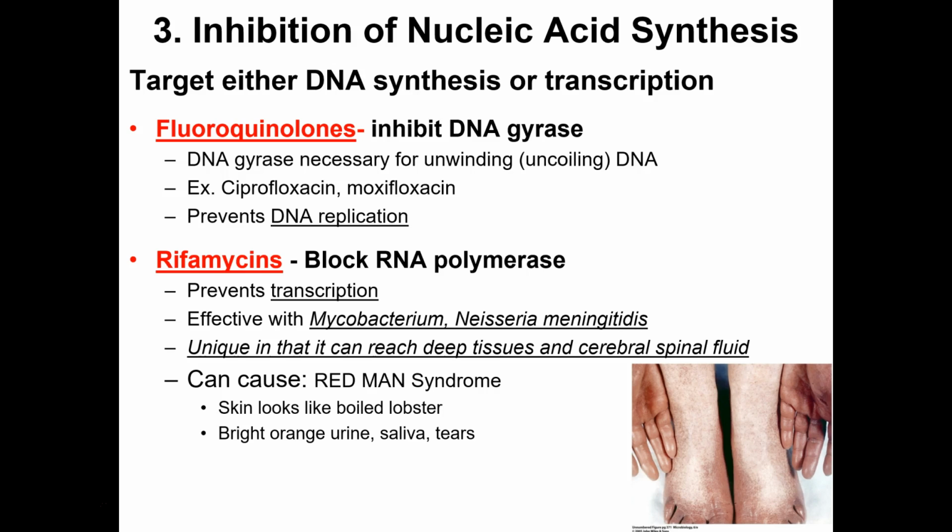It is a unique antibiotic because it is incredibly nonpolar. It's one of the very few that can be used to treat central nervous system infections. It can cross the blood-brain barrier, as we mentioned earlier. It does have a common and unfortunate side effect called red man syndrome, meaning everything about your body becomes red or orange. So your skin becomes completely flush, your saliva, tears, and urine become bright orange, and you just generally feel worse than you already do.